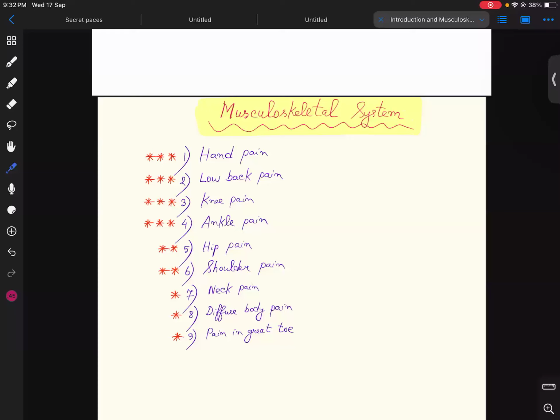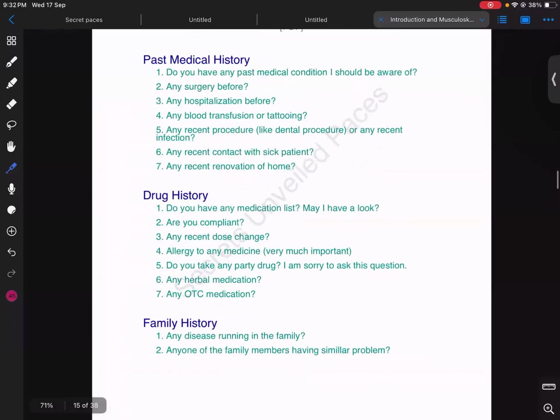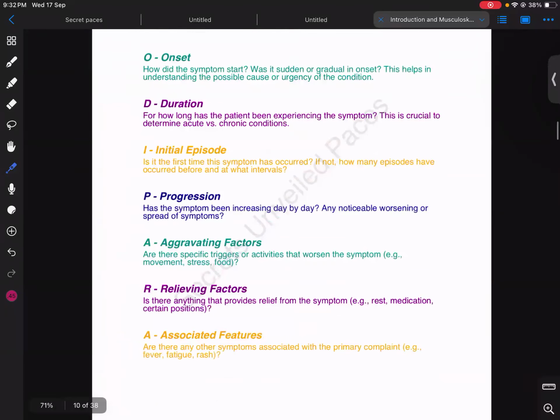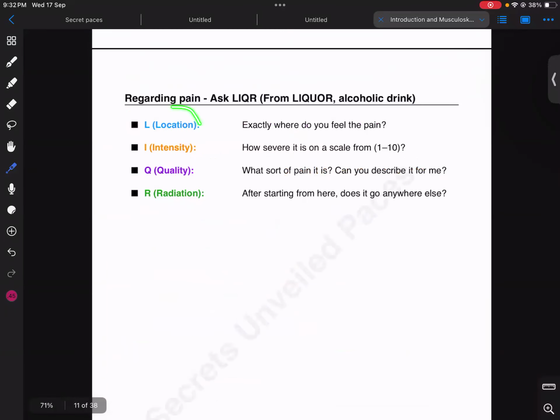So what is LIQR in history? LIQR means location. First, you have to locate where you feel the pain. In any case of pain, we have to define the location. It is very important because in case of low back pain, as I have already discussed, you have to ask the patient, can you please show me the site? Because low back pain can sometimes be a case of pyelonephritis. It has come in the basis exam, in Pondicherry.